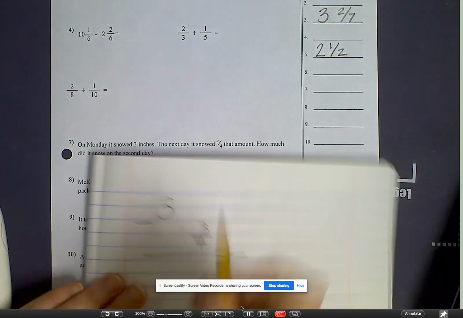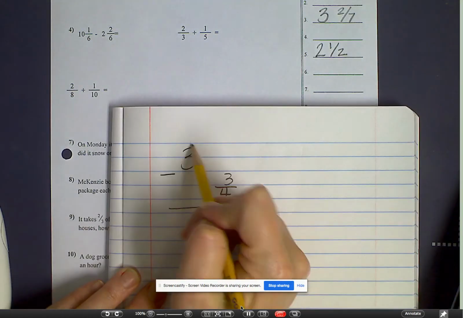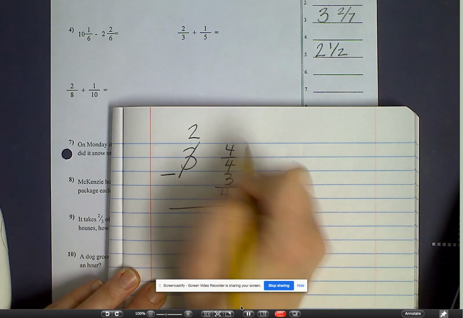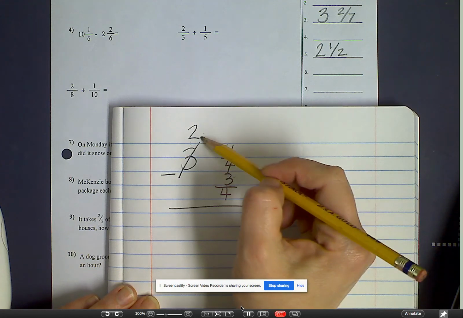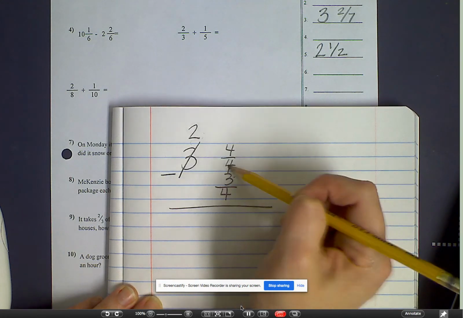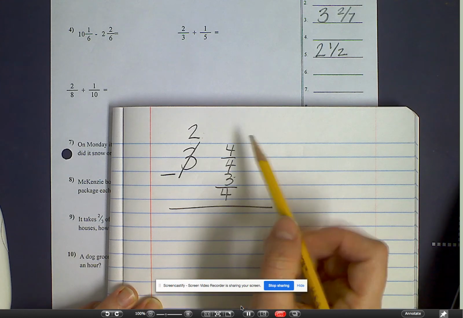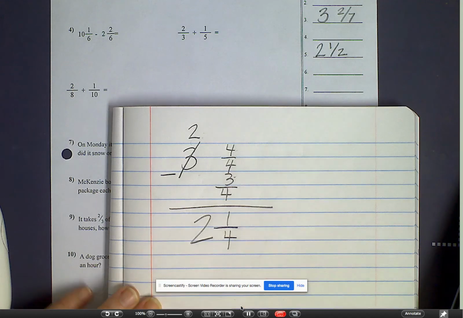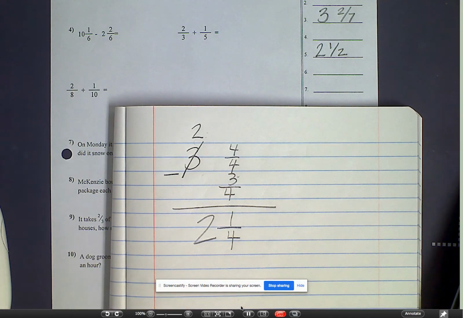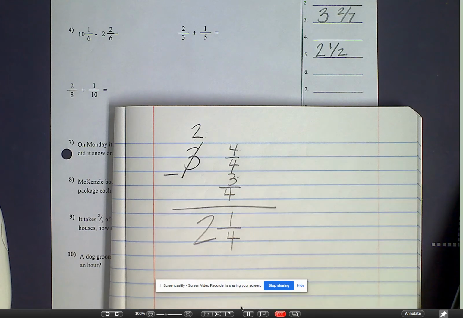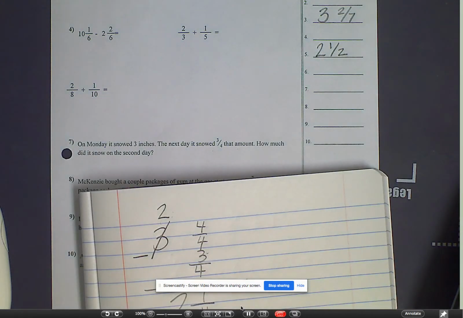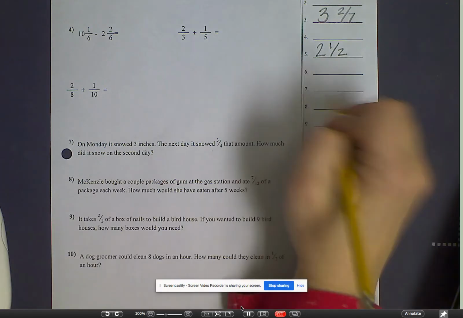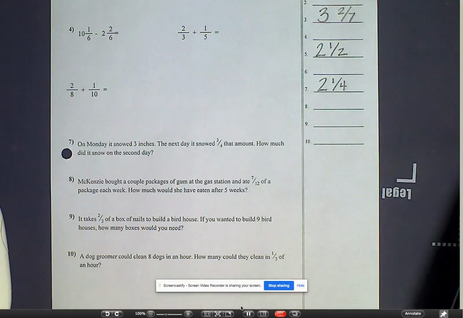Okay, so what I'm going to do is still use my regrouping. I'm going to change this to a 2 just so I can change it to a fraction. So I'm renaming it. Instead of being a whole number, it's now a fraction that equals the whole number. 4 minus 3 is 1, and then I keep my denominator, which is 4, so 2 and 1/4. So on Monday, it snowed 3 inches, but on Tuesday, it only snowed 3/4 that amount. So on Tuesday, it snowed 2 and 1/4. So number 7 is 2 and 1/4. Okay.